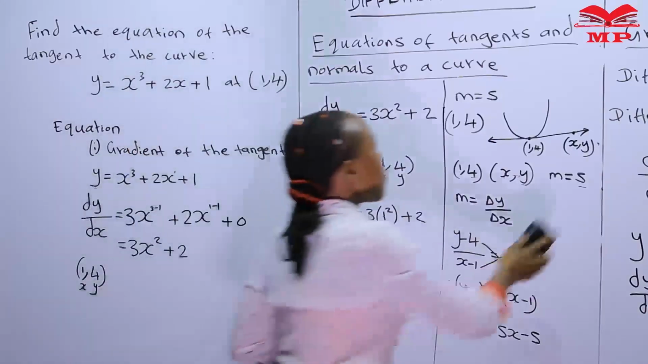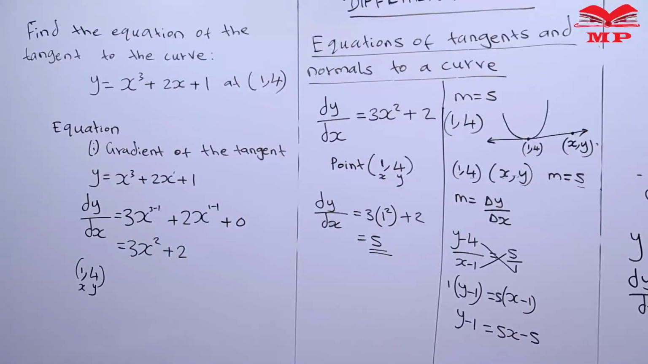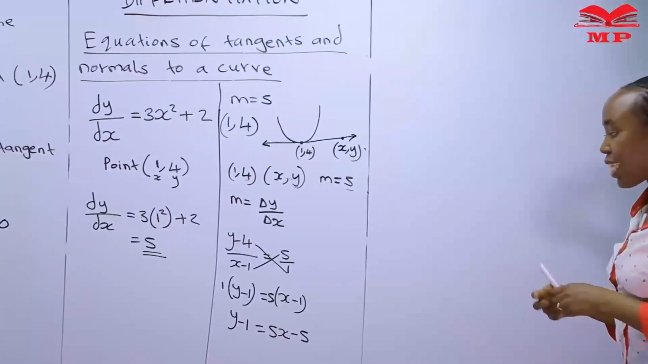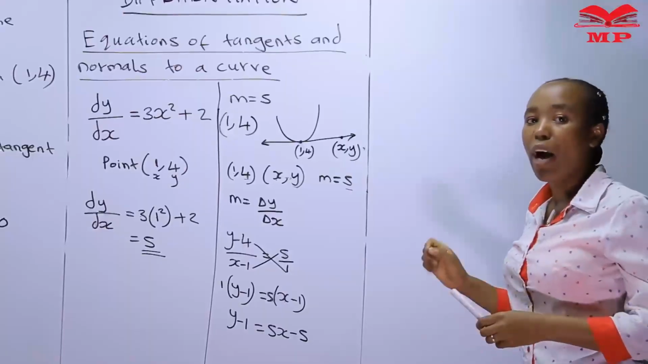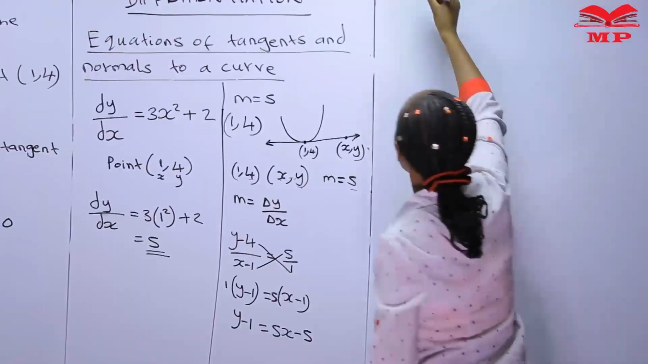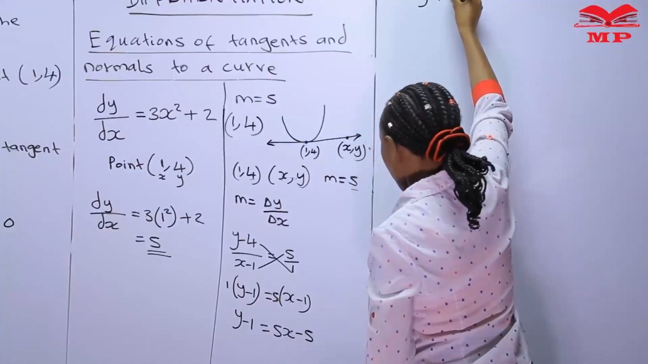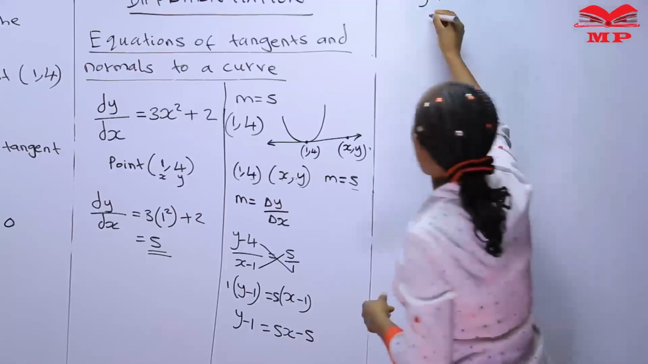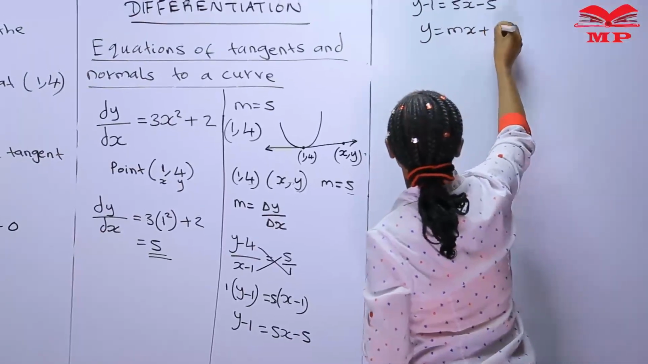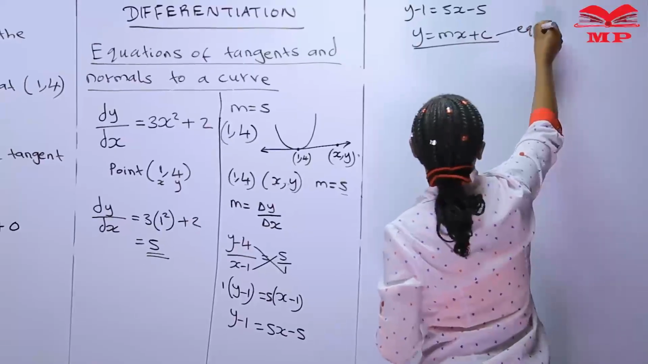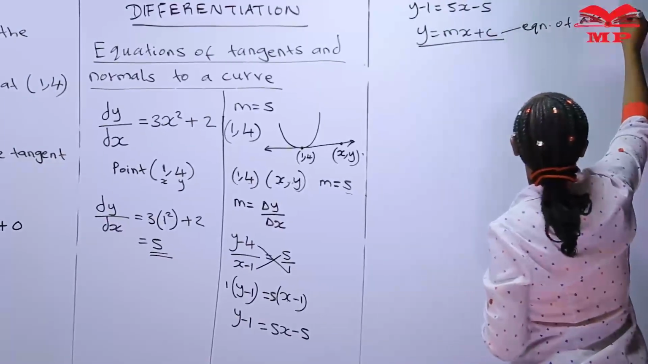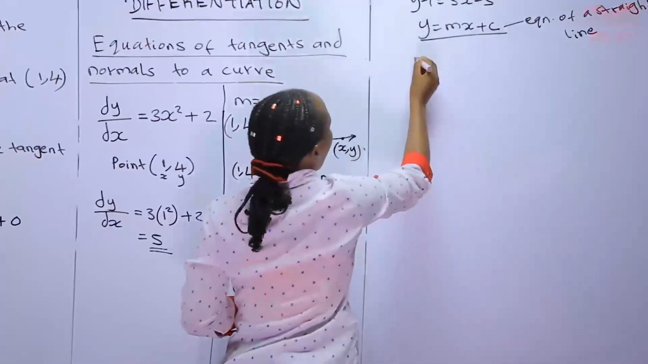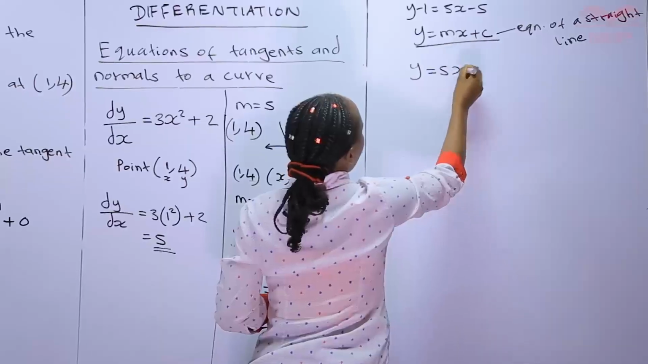And therefore, this is what we have for the equation of the tangent. The tangent is a straight line, so we expect the equation to have the form of the equation of a straight line. So we have y minus 4 is equal to 5x minus 5. We can write it in the form y is equal to mx plus c, which is the equation of a straight line. So we simply say we have here y is equal to 5x minus 5.